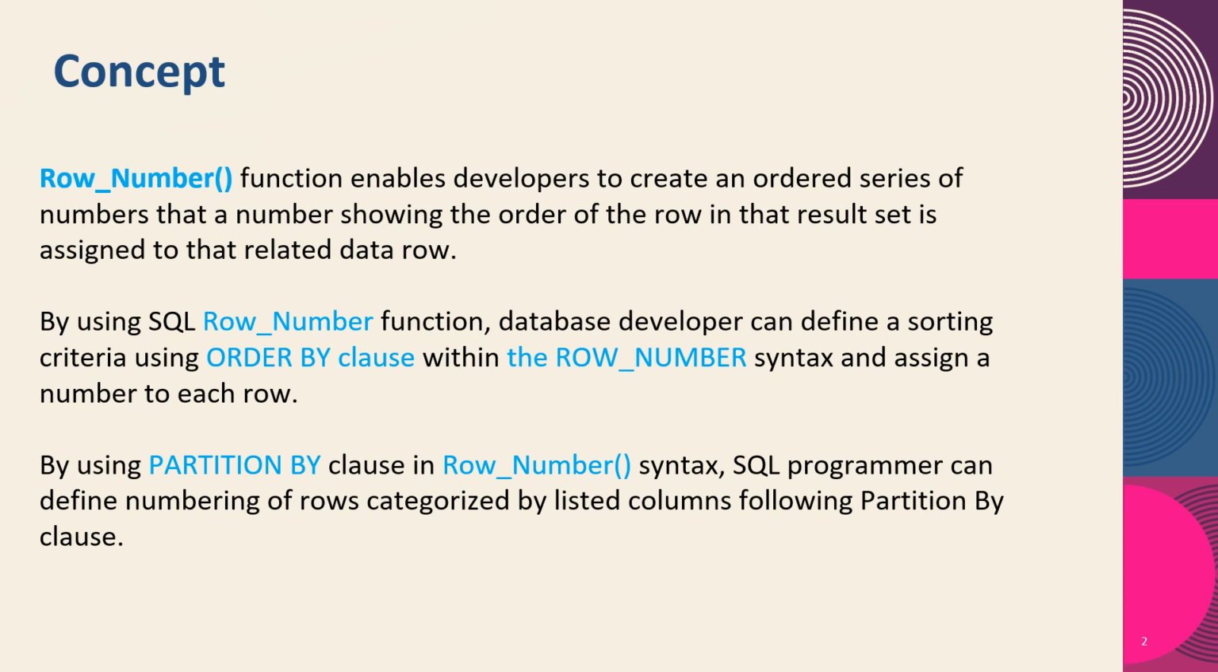and by using partition by in the row number syntax. Using partition by, the programmers can define numbering of rows categorized by listed columns. So with a partition by column, the numbering can be done by that column.